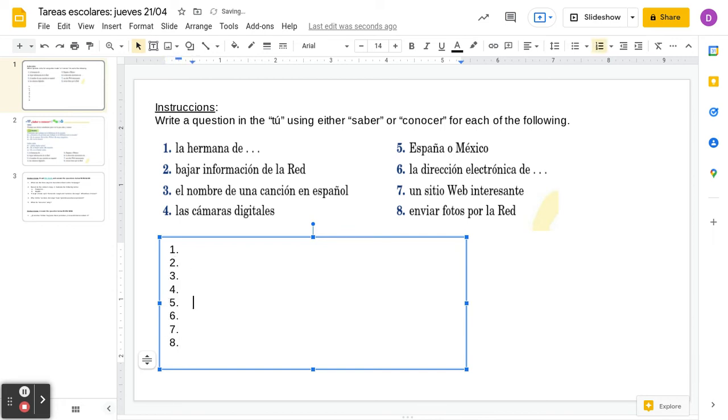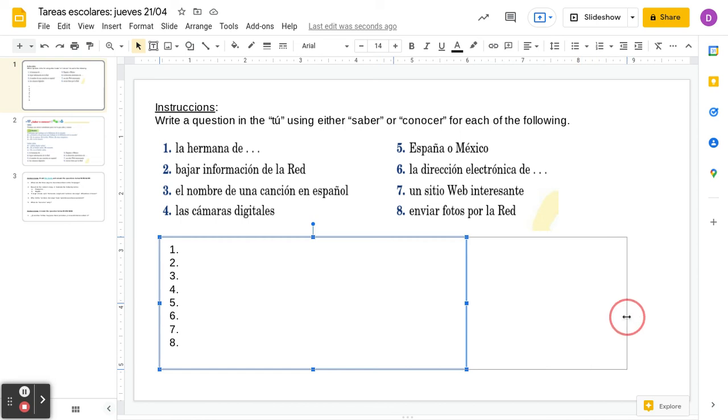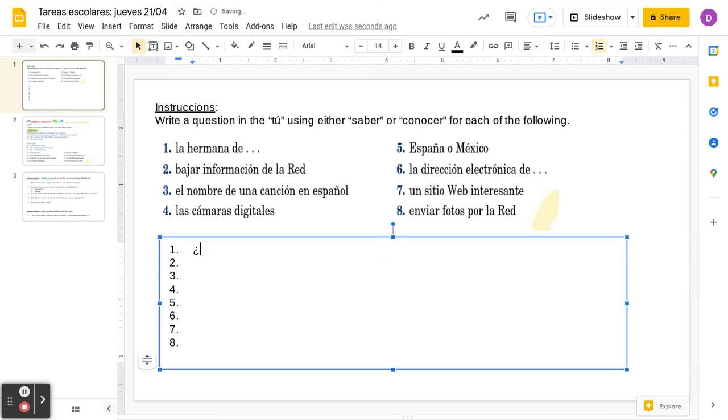It's la hermana de. Well, we know the word hermana means sister. That's a person, and so we have to use conocer, right? So, conoces. I'm using all in the tú form, whether it's saber or conocer. Conoces a la hermana de, and then we make up a name. I don't know, Roberto. All right, do you know Roberto's sister?